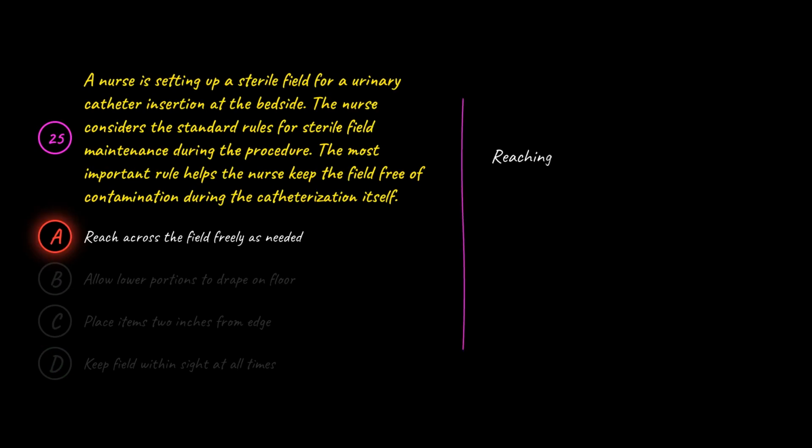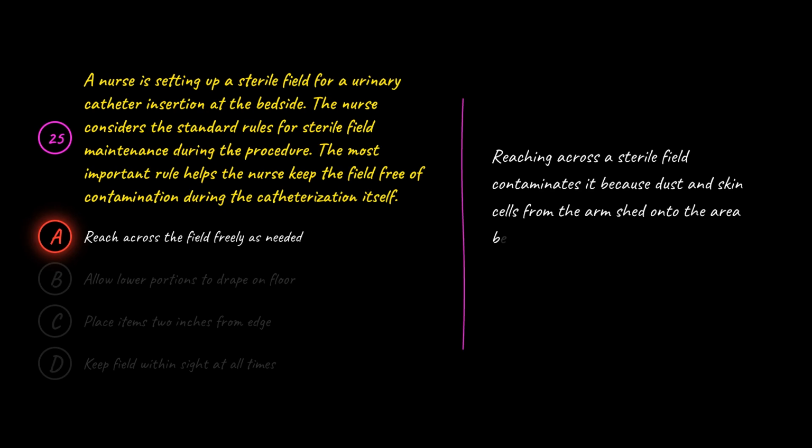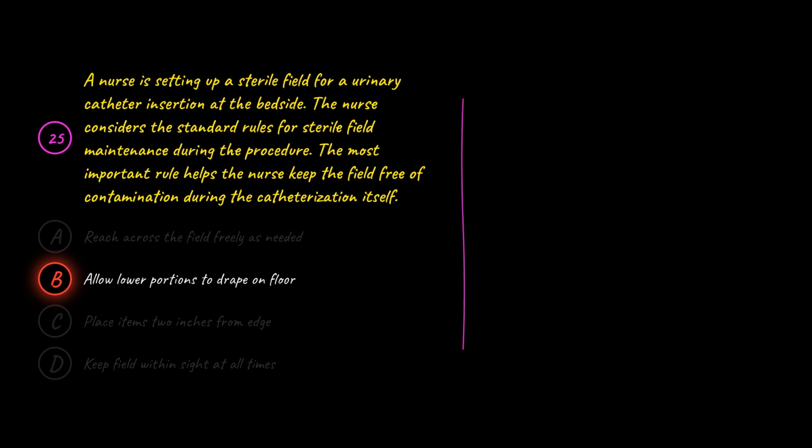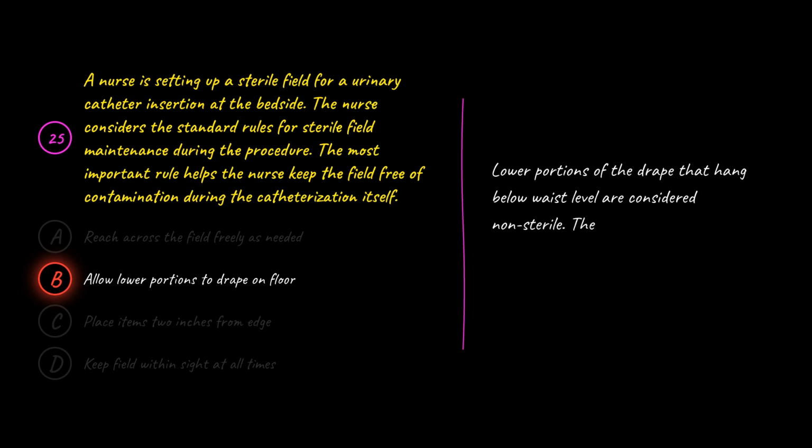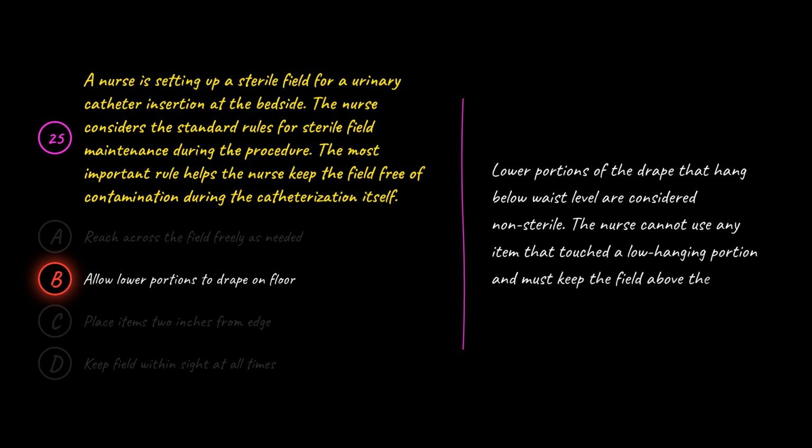A is wrong because reaching across a sterile field contaminates it because dust and skin cells from the arm shed onto the area below. The nurse approaches from the side and reaches around rather than over the field. B is wrong because lower portions of the drape that hang below waist level are considered non-sterile. The nurse cannot use any item that touched a low-hanging portion and must keep the field above the waist.